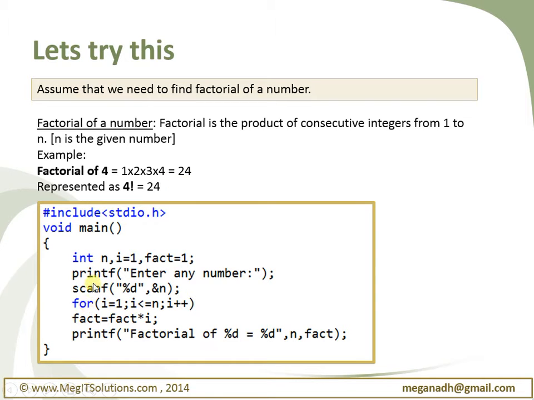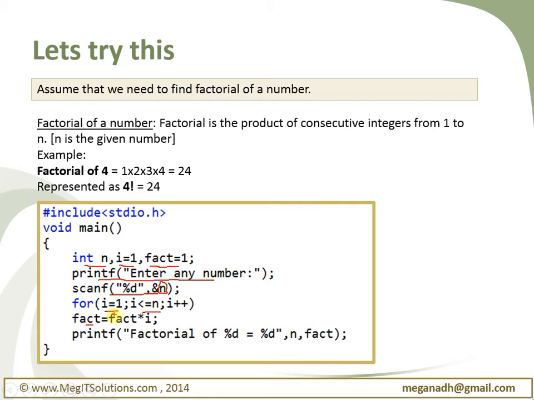So here is how the program looks. We'll be declaring a variable n and another variable i for the iteration purpose, and for storing the result we have a variable called fact. Using printf, I'm going to ask for the number, and scanf stores the number value into the variable n. And I have written a for loop which iterates from 1 to n, and I'm storing the value into fact.